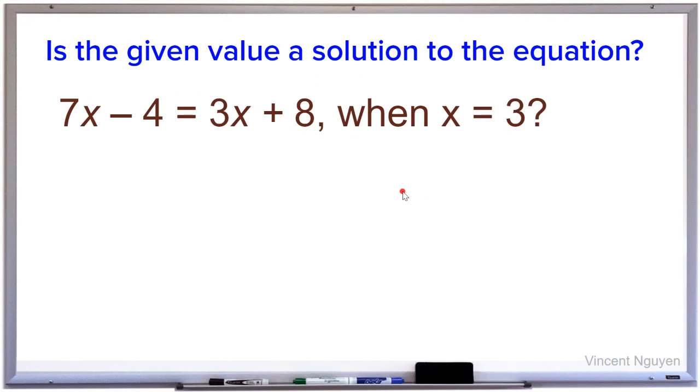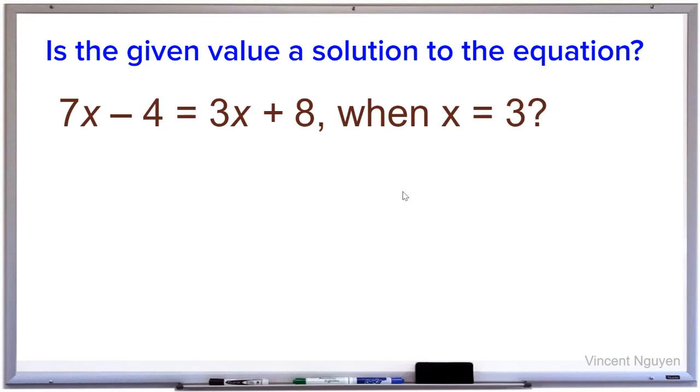All right, next one: is the given value a solution to the equation? Sometimes they give you some values that they say, hey, this may be the answer to this equation. Let's check it out to see if that's true. And this is a very useful skill because sometimes when you get an answer to your problem, you want to check to see if that answer actually works, right?